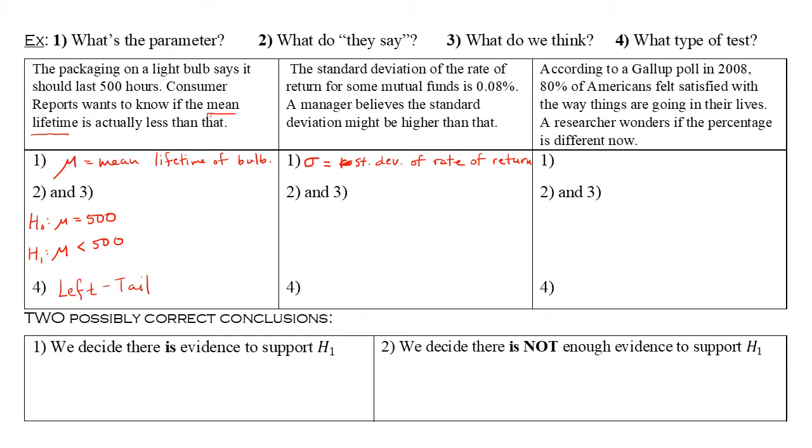Now, they're telling us here that it's 0.08, but a manager might believe that it might be actually higher than that. So what we're told is that it's 0.08, but what we want to test is whether or not it's actually higher than 0.08. And again, here we've got our null hypothesis and our alternative hypothesis. And because this alternative hypothesis involves the greater than symbol, this will be a right tail.